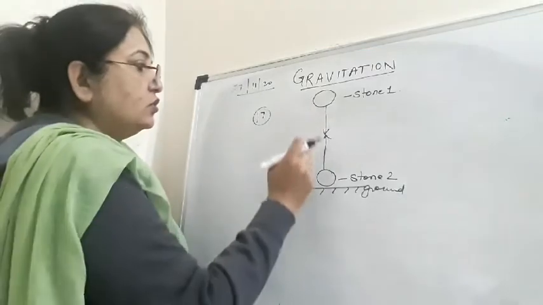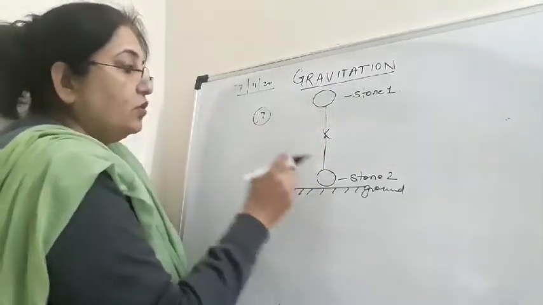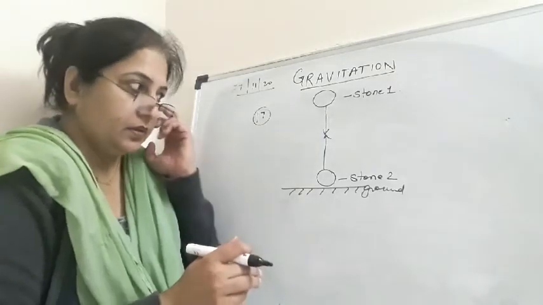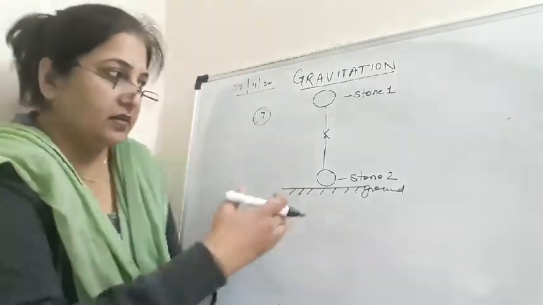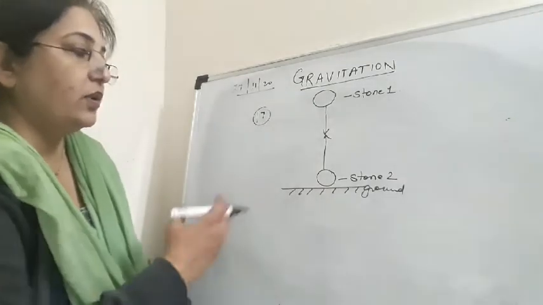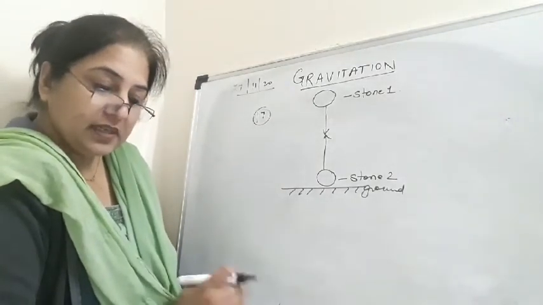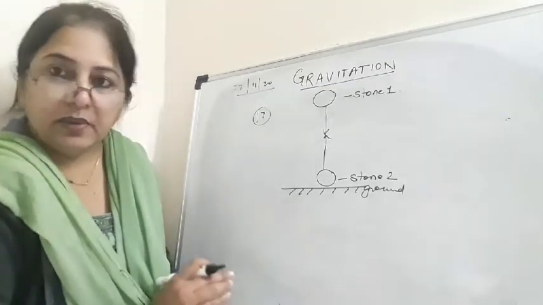Now for these two stones, we have to write the quantities which are given, and then we'll make the equations, meaning we'll see which formula, which equation of motion, we have to apply here to find what is asked: when and where the stones will meet.